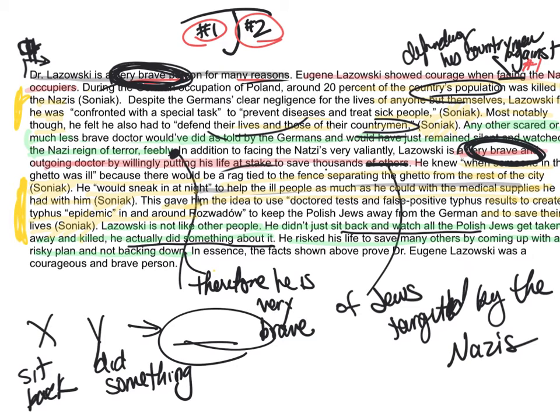In essence, there's your closing transition. So you do have a closing transition going on here. In essence, the facts shown above prove Dr. Lazowski was a courageous and brave person. So you have up top, we have brave. Here you have courageous and brave, a little bit of restatement. I might put a stronger intensifier, the facts shown above definitely prove, or without a question, without a doubt prove. So you might have a little bit more of an intensifier, but this is one of the stronger conclusions that we've seen.